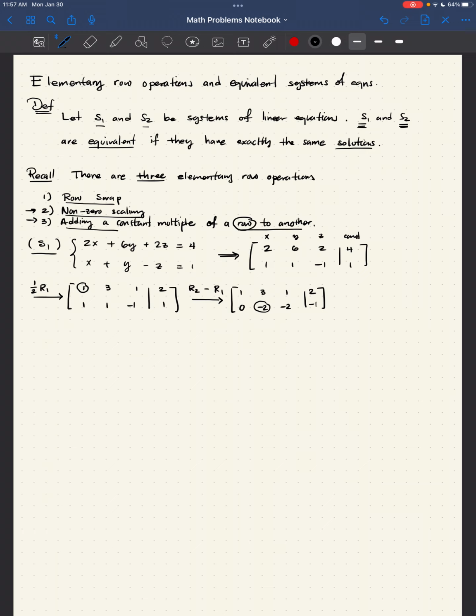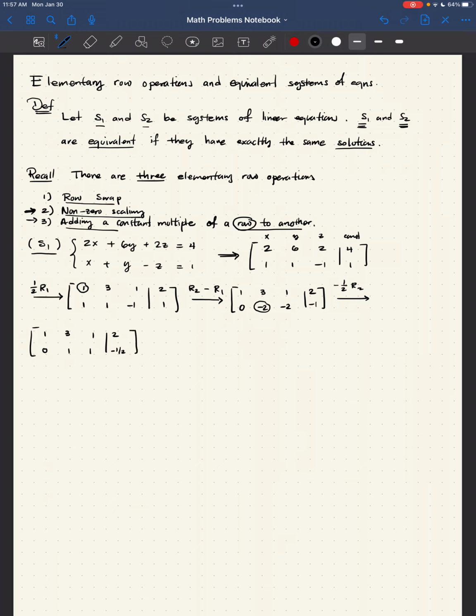Making an instance of this operation one more time, right? So I'll signal it here as negative 1/2 of row number 2. And the resulting matrix looks like this. We have 1, 3, 1, 2, followed by 0, 1, 1, negative 1/2.